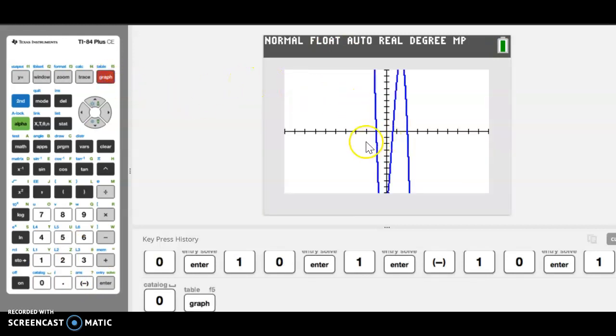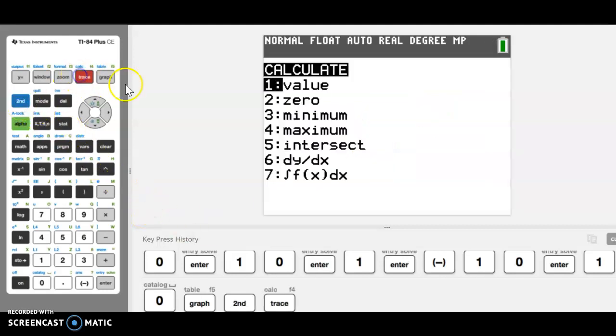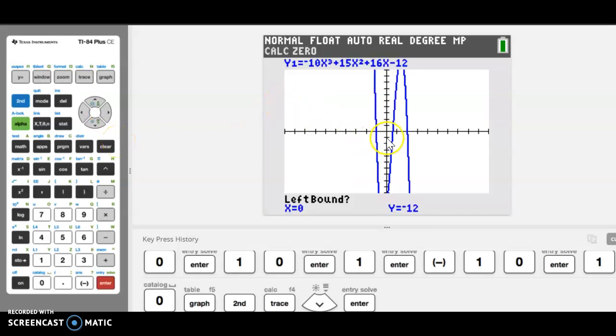So there I graph it. Boom! So it looks like it crosses here, here, and here. So it looks like there's 3 real zeros, no imaginary. So I need to find those. So I go second calc. I'm looking for zeros, so I select option 2. It looks like it crosses at -1, if I had to guess, so this is going to be where we start.